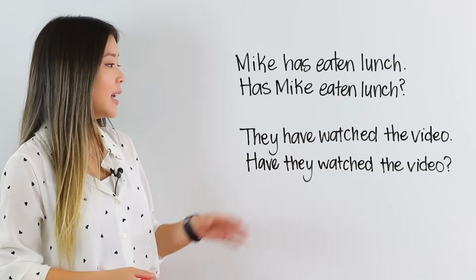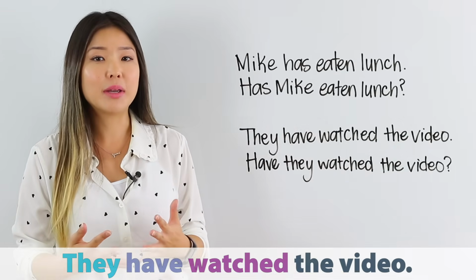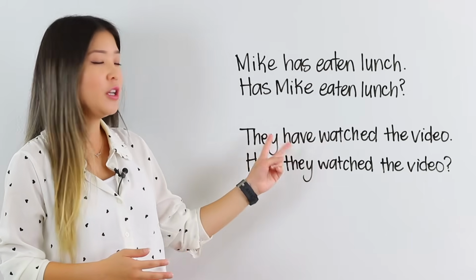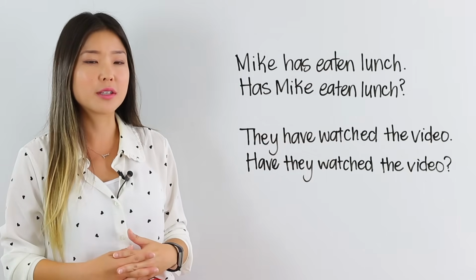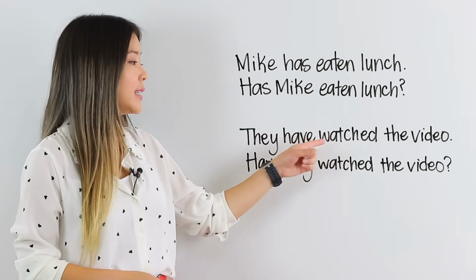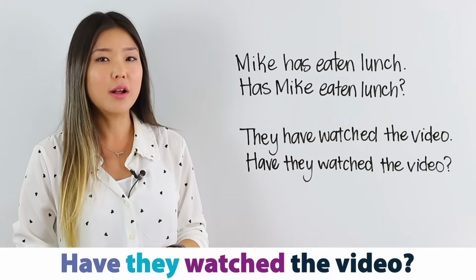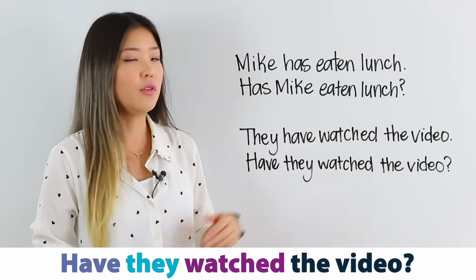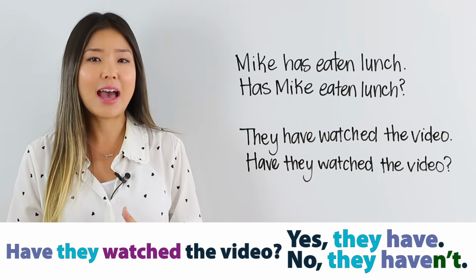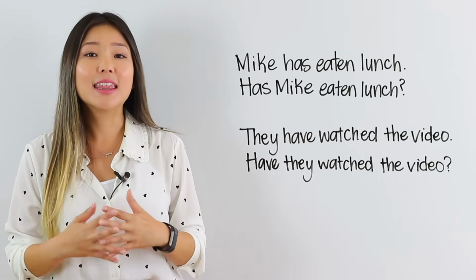The next sentence says, they have watched the video. This is a statement. If we want to turn it into a question, again, we change the order of the first 2 words. Have they? And the past participle verb stays in the same place. Have they watched the video? You can answer this question by saying, yes, they have, or no, they haven't. Good job, guys. Let's move on.